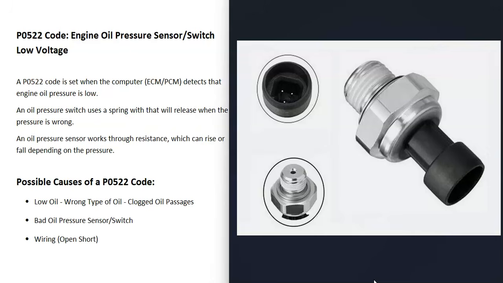Well, there's an engine oil pressure sensor or switch, depending on the vehicle, that basically reports back to the computer what the oil pressure is. Because if the oil pressure is low, then this can damage the engine. This can cause a lot of problems. And so the computer's seeing a problem with this sensor or switch, and so it's going to have to be troubleshot.